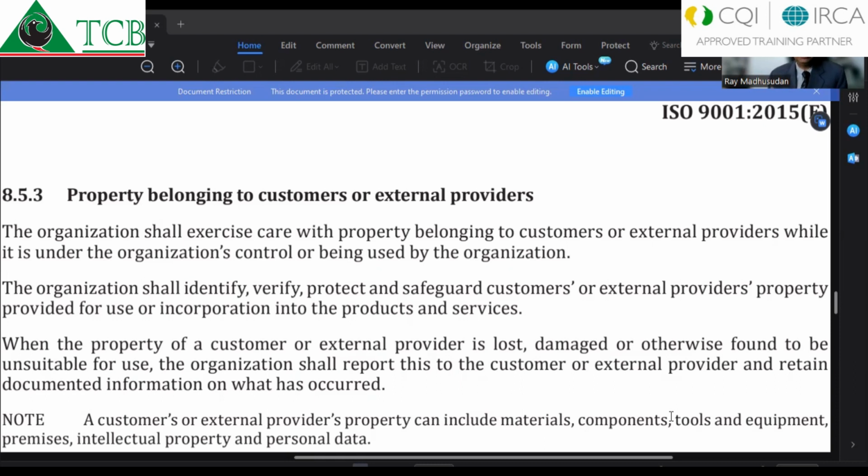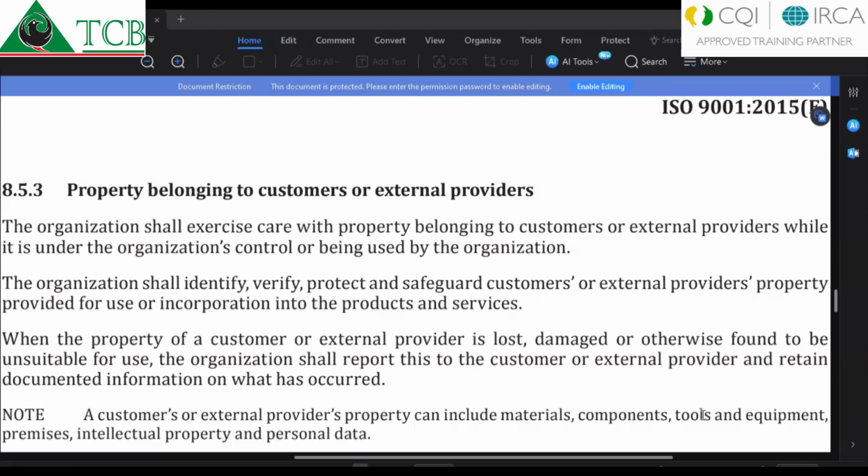The point I was telling in the beginning, the scope of the standard has increased to include customer or external providers' property, which can include materials, components, tools and equipment, premises where you are working, intellectual property and personal data. Let me give an example of personal data. We are offering training services. There is a GDPR compliance. So the data of the learners are confidential information.